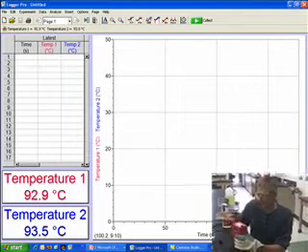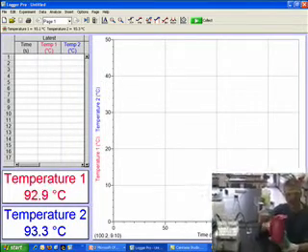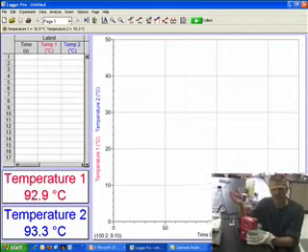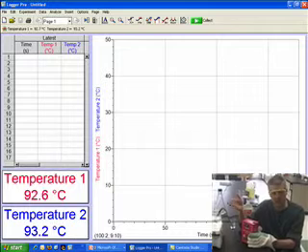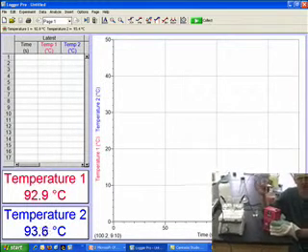Okay, guys, I'm here with some boiling water and some salt, ice cream salt. Ooh, I like ice cream. And we have, as you can see on the screen, the temperatures of the boiling water are roughly the same. What are they at, Mr. Sanders? 93.4, 92.9. They're within half a degree.